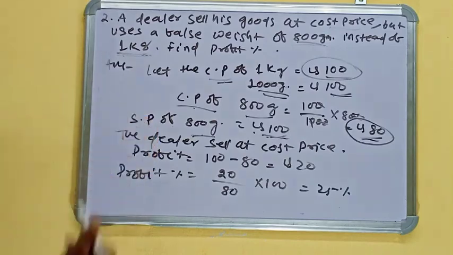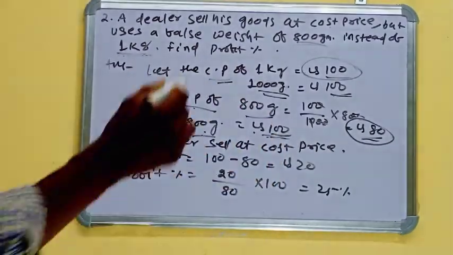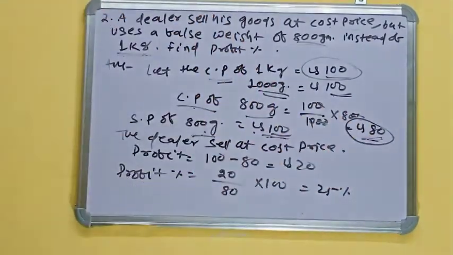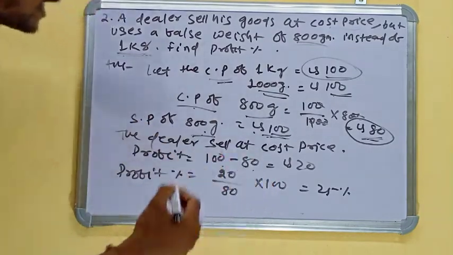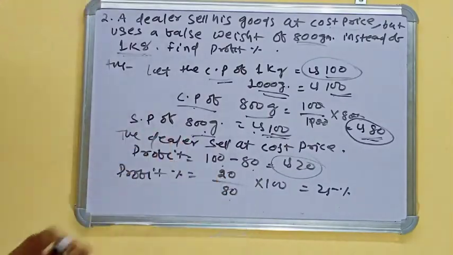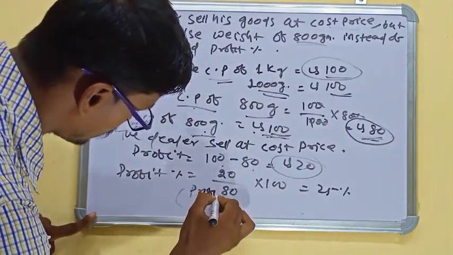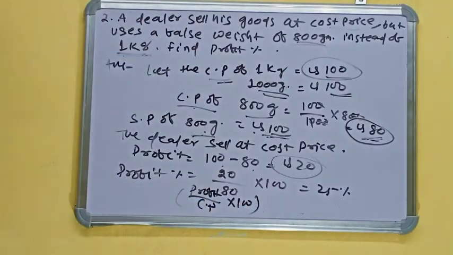So the SP of 800 gram is equal to rupees 100 and the CP of 800 gram is equal to rupees 80. So here is the case of profit. Then profit is equal to 100 minus 80, which is equal to rupees 20. And the profit percentage is equal to 20 by 80 into 100, which is equal to 25%. The formula is profit divided by CP into 100.